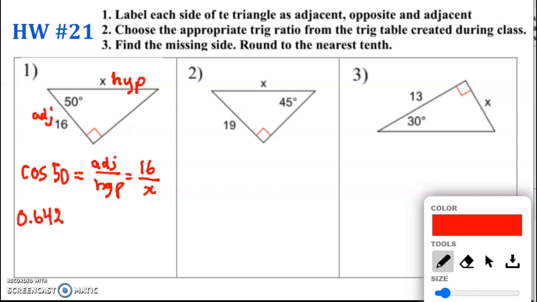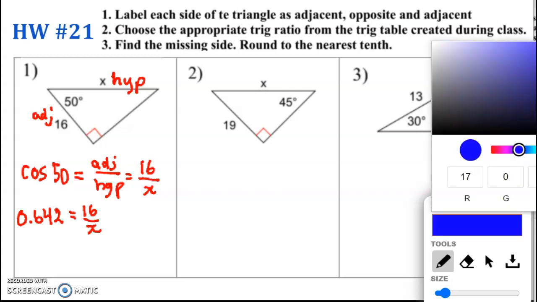Hopefully you got that when you are finishing the table, it is going to be equal to 16 over x. That means we have the variable as a denominator, so we can't just multiply both sides by 16. We need to multiply both sides by x to bring the x to the top. So then this goes away, and you have x times 0.642 is equal to 16.